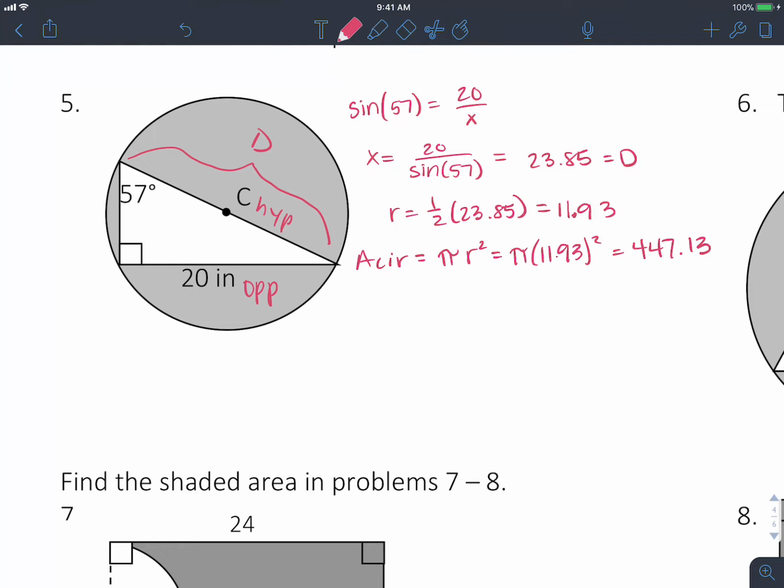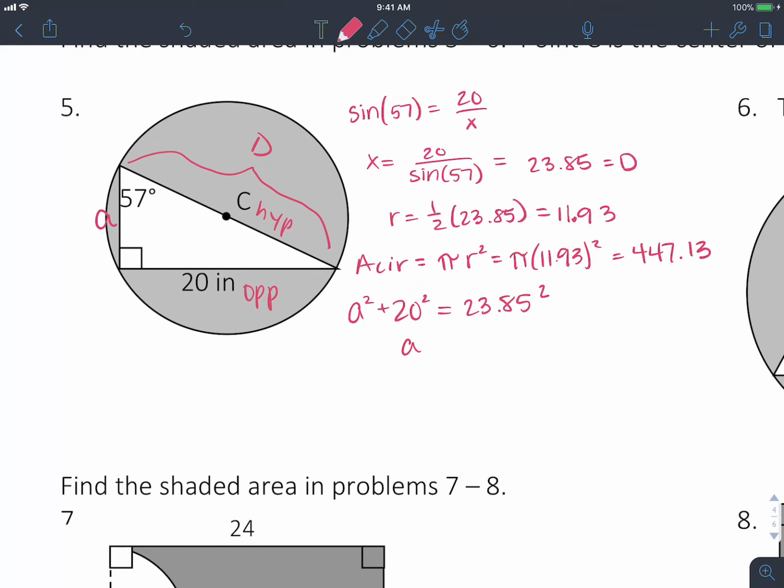So our triangle is going to be base times height. So 20 is our base, but we don't know our height. So I'm going to call that side A. So we can use our Pythagorean theorem since we know what our hypotenuse is. So a squared plus 20 squared equals our hypotenuse squared, which is 23.85. Oops, 23.85 squared. So we're going to get A, when we solve it, to be 12.99. So that is the height of this triangle here.